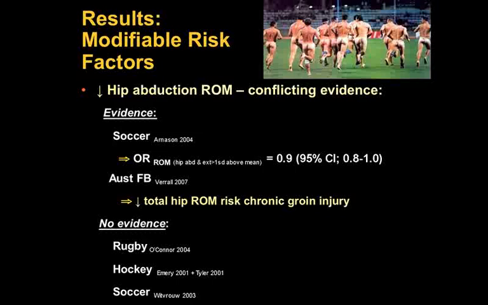Other modifiable risk factors that were identified in the systematic review that I did: there was some evidence for decreased hip abduction range of motion. It was conflicting evidence. Evidence was shown in soccer and Australian rules football of decreased hip range of motion being predictive of groin injury, but there was no evidence shown in rugby, hockey, or soccer for hip range of motion in the abductors as a modifiable risk factor.